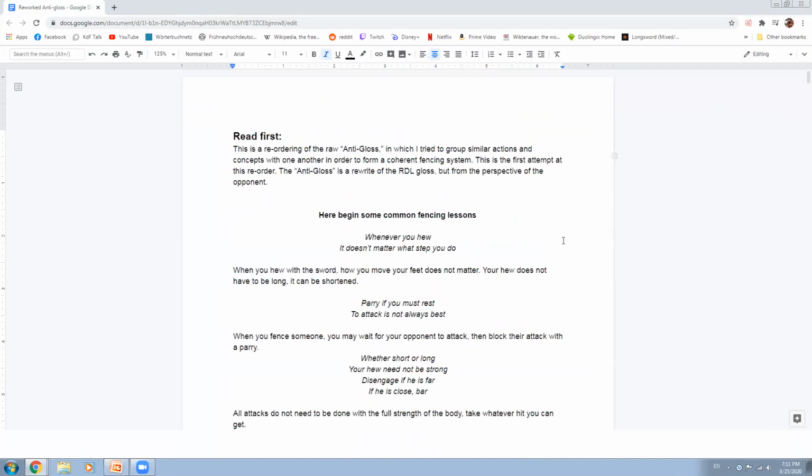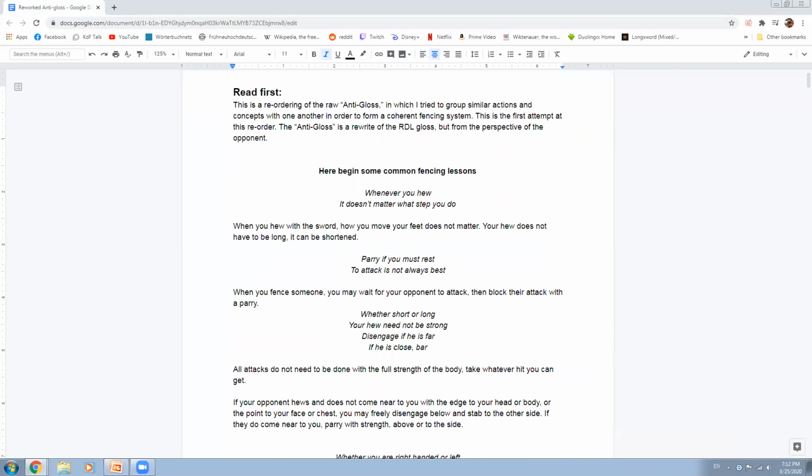Okay, so we're going over the anti-gloss today. Basically what this is, is a rewriting of the gloss from the perspective of the opponent. So say the text is like, when somebody hews you from above, do XYZ. This one would be: hew the other person from above.